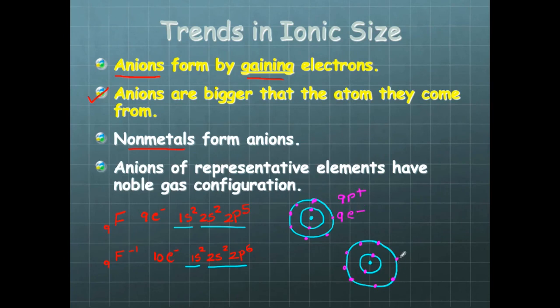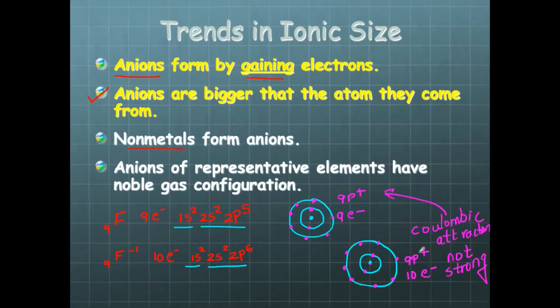9 electrons. For this one, we have 9 protons which are holding on to 10 electrons. So the hold of the nucleus on these electrons is less as compared to the fluorine atom. So the Coulombic attraction is less here, is not so strong, as compared to this fluorine atom here.